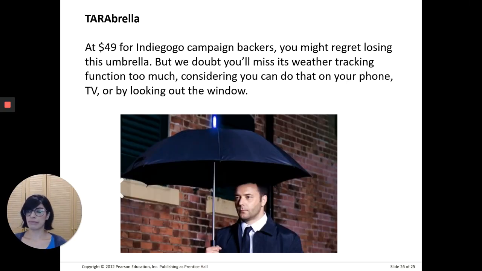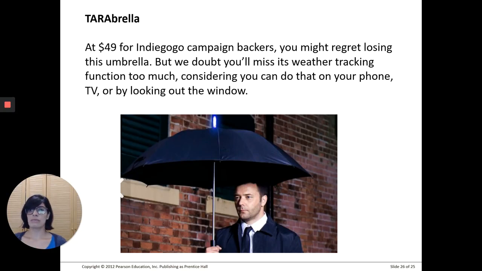The Tararella. This is a $49 umbrella. And it basically caters to the market that regrets losing their umbrella. But this umbrella actually has a light fixed at the top, which means that you can actually see where your umbrella is.